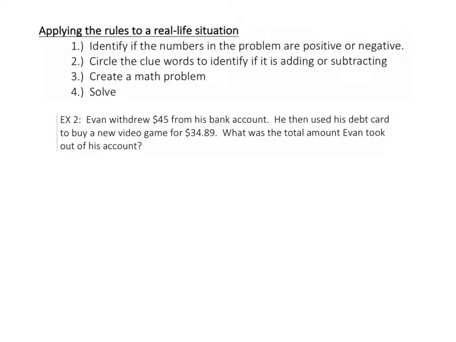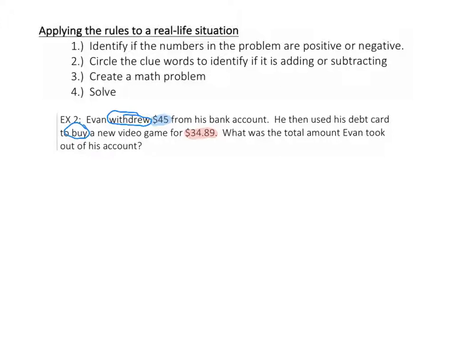Now we have our second example. Evan withdrew $45 from his bank account. He then used his debit card to buy a new video game for $34.89. What was the total amount Evan took out of his account? So our first rule says to identify the numbers in the problem. So I am going to highlight our first number of 45 and our second number of 34.89. So now I'm going to circle some clue words. So Evan withdrew, it tells us that 45 is a negative. And then it said he also used his debit card to buy is another clue word, a new video game.